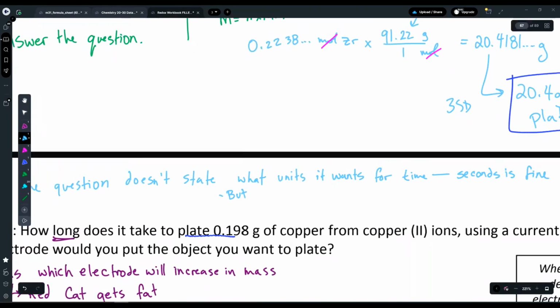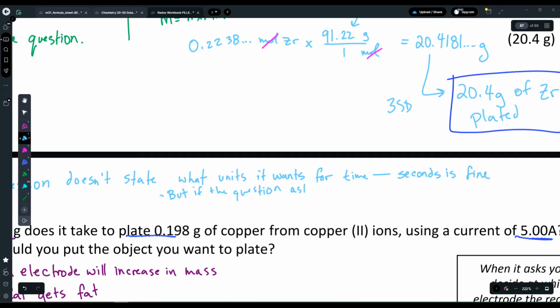But if the question asks for minutes or hours, then you have to convert from seconds to whatever the question's asking for.